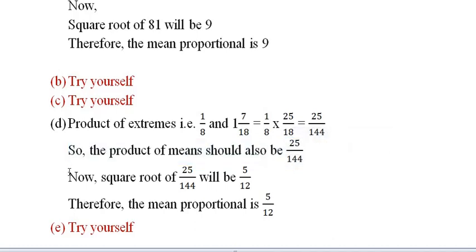So the square root of 25 by 144 will be 5 by 12, because 5 into 5 is 25, so you just write 5 out here. 12 into 12 will be 144. You just have to write the number which when multiplied with itself will give you that particular number. So when 5 is multiplied with itself, you get 25. When 12 is multiplied with itself, 12 into 12 will be 144. So you just have to write the square root of the number, whatever you get. That is 5 by 12. This is your mean proportional.